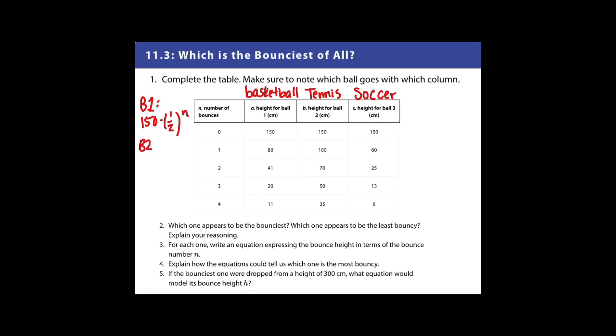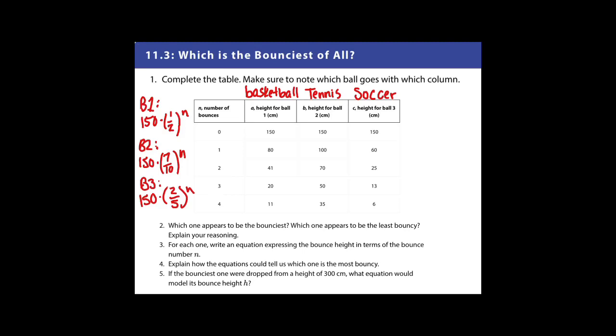Ball 2, you would have 150 times 7 over 10 to the n power, or you can do 0.7 in place of 7/10. And then ball 3, you would have 150 times 2/5 to the n power.